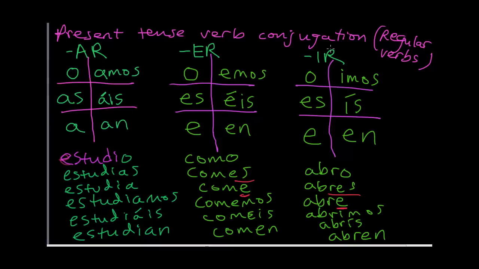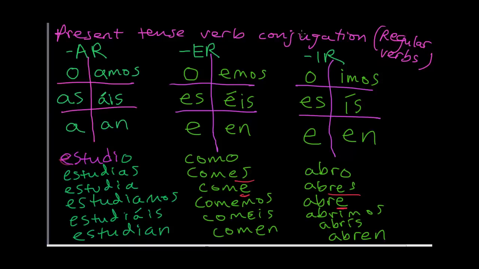But for verbos ER, this vowel E only shows up in nosotros and vosotros endings. The other endings look much like the AR endings. And all ellos endings again end in n. All tú endings end in s. That's for all present tense tú forms. And all nosotros forms end in mos, but amos, emos, and imos.